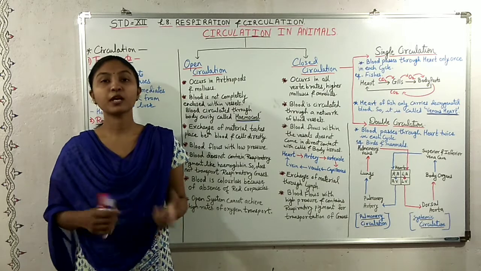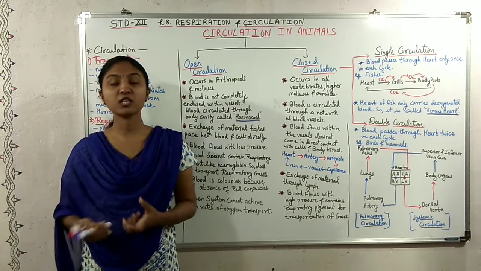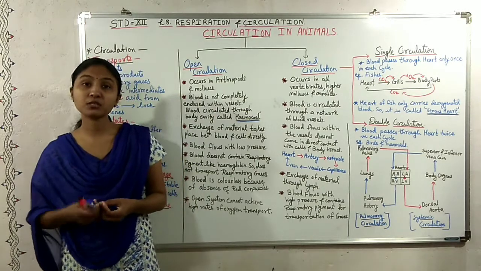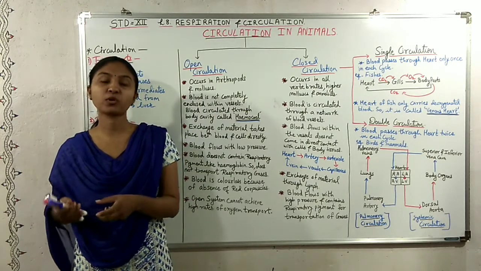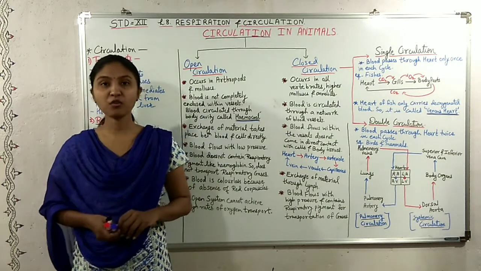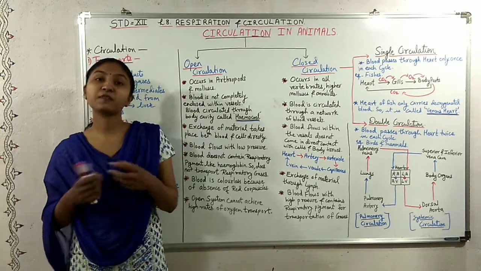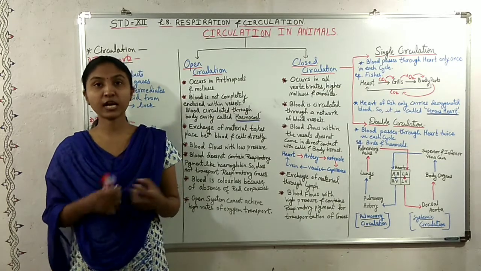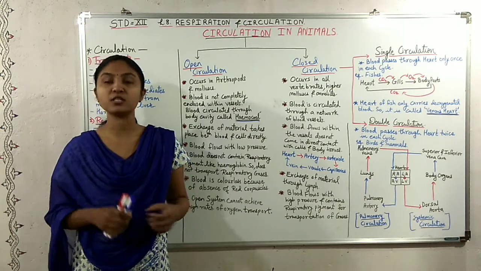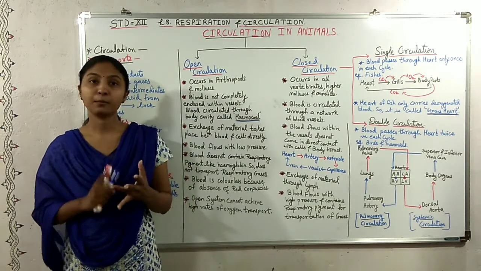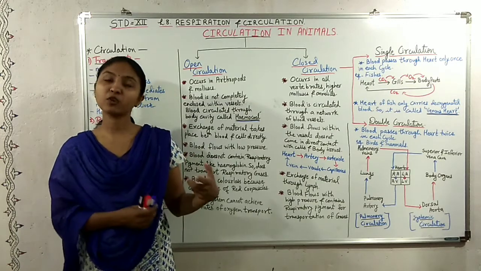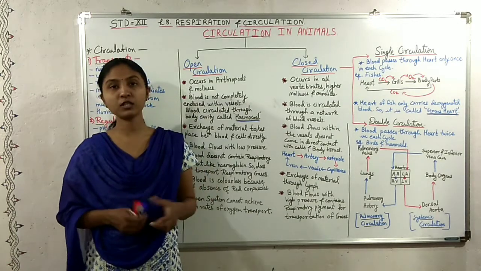Hello students, in the previous part we have seen transportation in animals. In this transportation process, the nutrients are transported from one cell to another by means of fluid. There are different kinds of fluid involved in the transportation of nutrients, for example, water, blood, lymph and hemolymph.